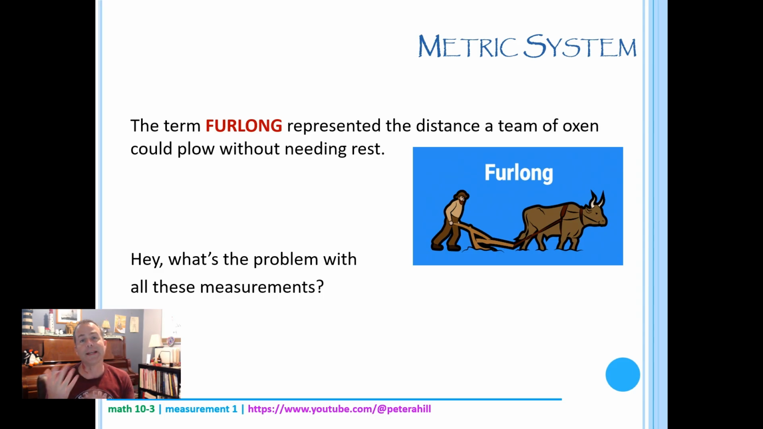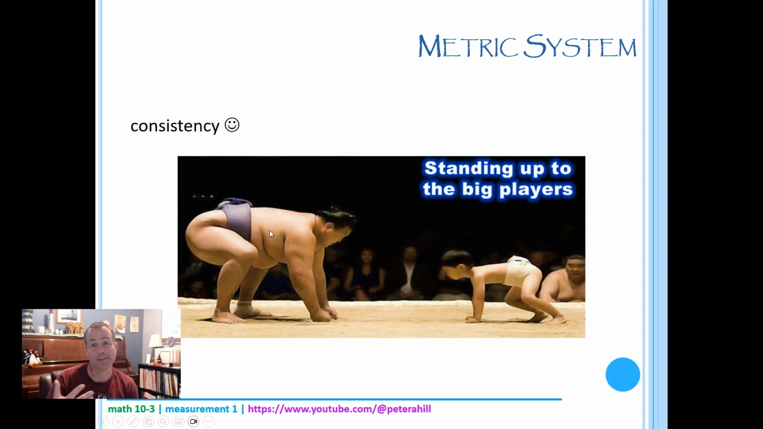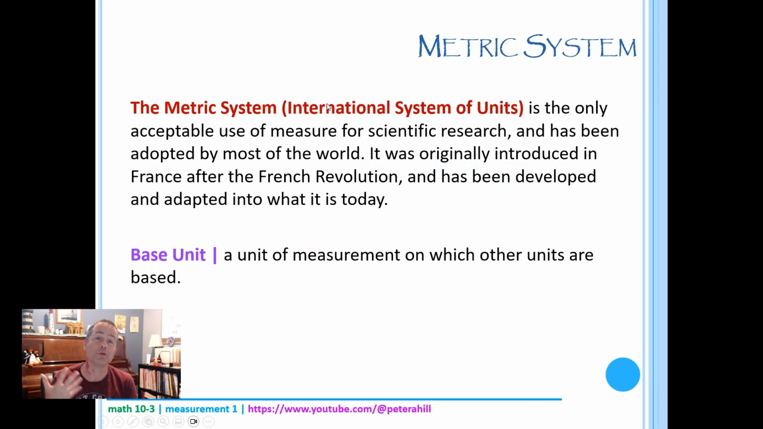Okay, the furlong represents the distance a team of oxen could plow without needing rest. Okay, now, again, what is the problem with this measurement? I kind of alluded to it already when I talked about King Henry. If you look at these two fellas here, their hand span is going to be quite different. So there is no consistency. So very quickly, we realized we needed to get consistency in our forms of measurement.